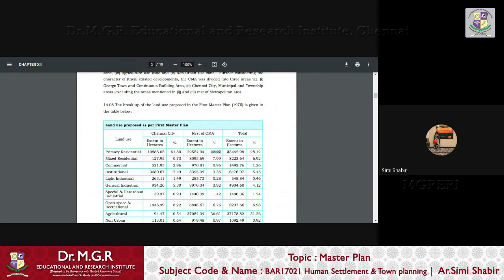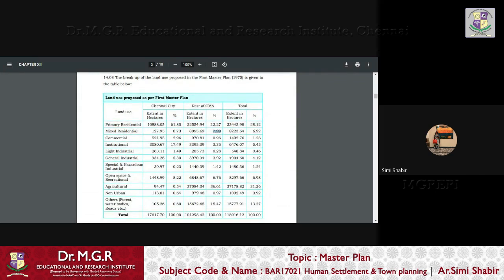Mixed residential is where residential and institutional or light industrial or commercial activities were encouraged. That, in the CMA, went up to 8%. And agriculture was reduced from 70% to 36%. Non-urban also was reduced, and here you can see that still in CMA, the highest percentage was for agricultural land use, and in Chennai city it is for the primary residential land use.